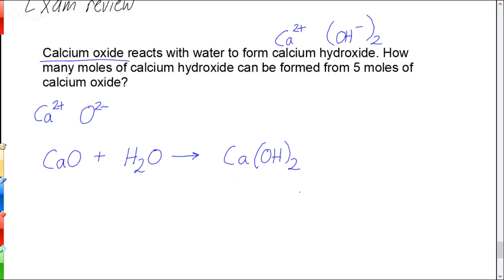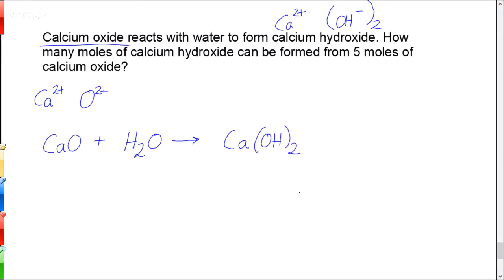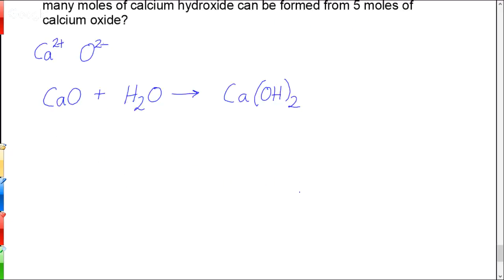Let's answer the rest of the question then. How many moles of calcium hydroxide can be formed from 5 moles of calcium oxide? So this one might be easy to see just because the numbers are really simple in this particular one. But let's go through and do it the right way, just so we can practice it for when it's a little more complicated. So we're told that we have 5 moles of calcium oxide.